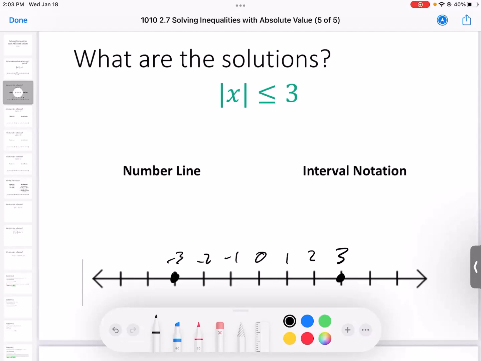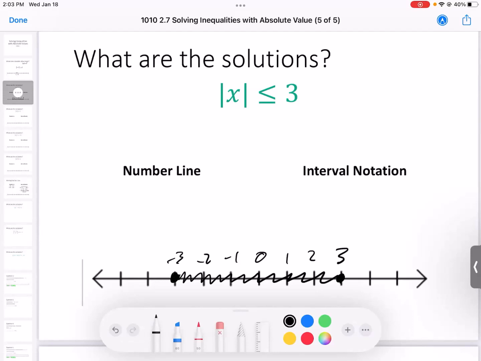So are these two the only solutions, or are there other numbers as well that would be solutions? Okay, so you're saying any number in this section? Yep. So we could test that out by taking a couple numbers. Like 0, the absolute value of 0 is less than or equal to 3. The absolute value of -2 is less than 3. What about numbers in this range? Are there any solutions here that would work?